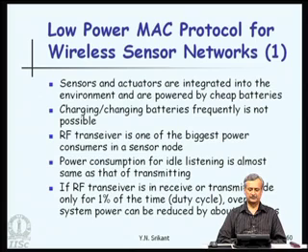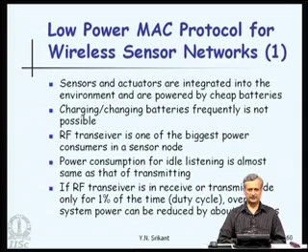First, the lower level low power MAC protocol. This is a lower level protocol for wireless sensor networks. Sensors and actuators are integrated into the environment and are powered by cheap batteries. This is how sensor networks operate, and it is not possible to charge or change batteries frequently, because the sensors are all there in the field. It may not even be possible sometimes to reach the sensor and then change the battery. So, we may actually discard the entire sensor if the battery goes out.